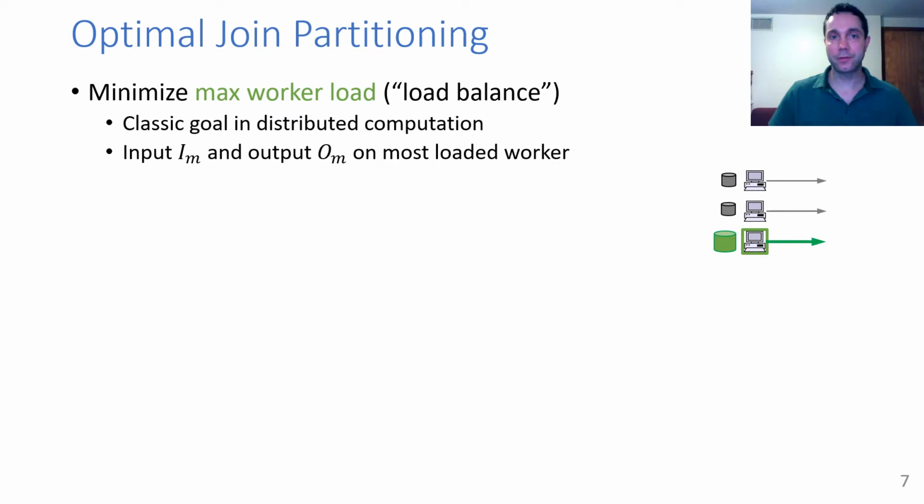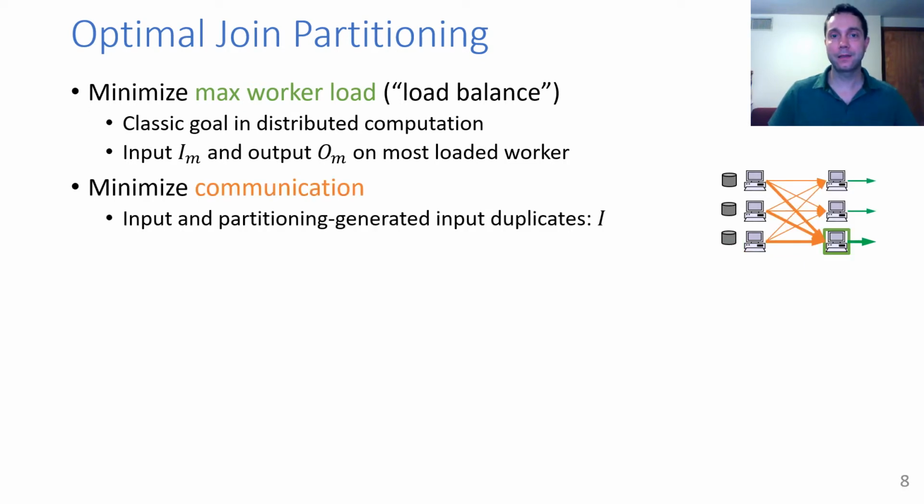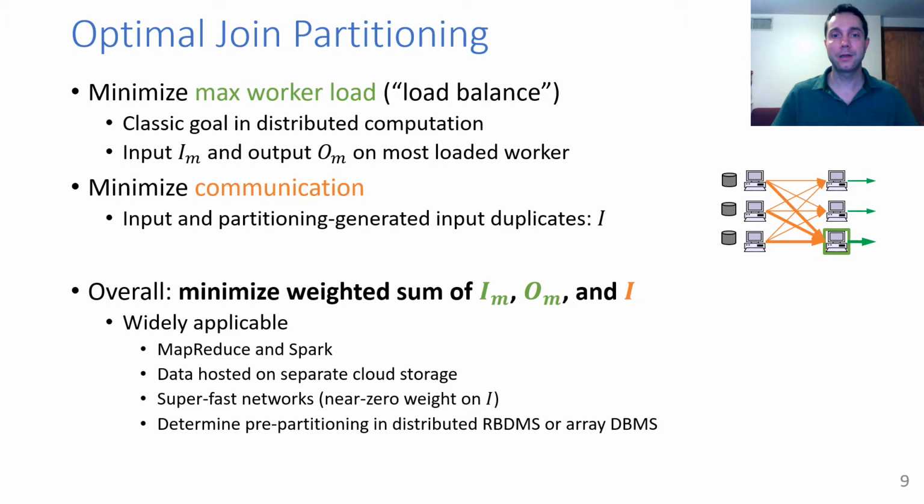Now, what are we optimizing for in a distributed system? The classic optimization goal is simply to improve load balance, meaning we want to minimize the maximum worker load, which is determined by the amount of input and output assigned to the most loaded worker. In addition to that, we are also interested in total communication cost, because data has to be shuffled and moved between the machines, and this cost is determined by the total amount of input, which includes the original input and any duplicates that are generated by the partitioning scheme. Overall, we are minimizing the weighted sum of the input and output assigned to the most loaded worker and the total amount of input that is communicated through the network.